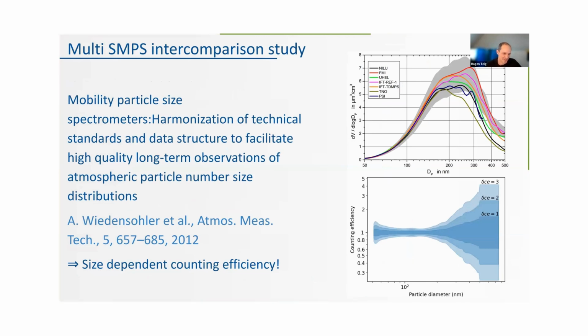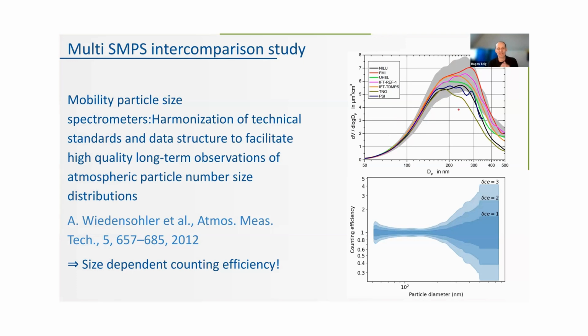So there's a reference here on the left with probably the longest title I have ever seen. But on the top right, I'm showing some of those results that are presented in this paper. And so it shows the size distribution, in particular, the volume distribution here of these 7 different SMPS instruments. And you can immediately see that, especially for the larger diameters, they deviate by quite a lot.